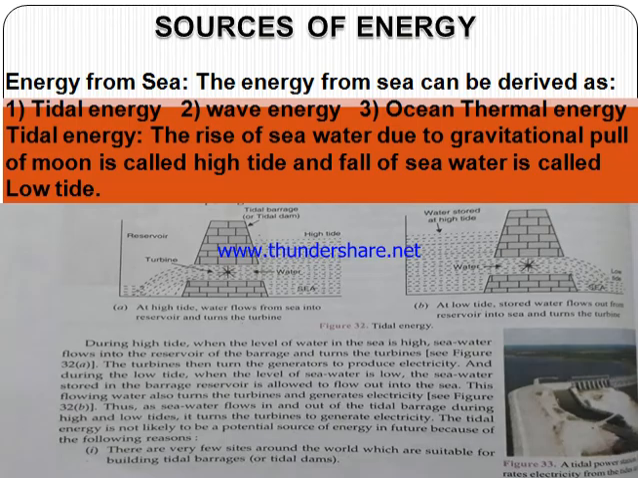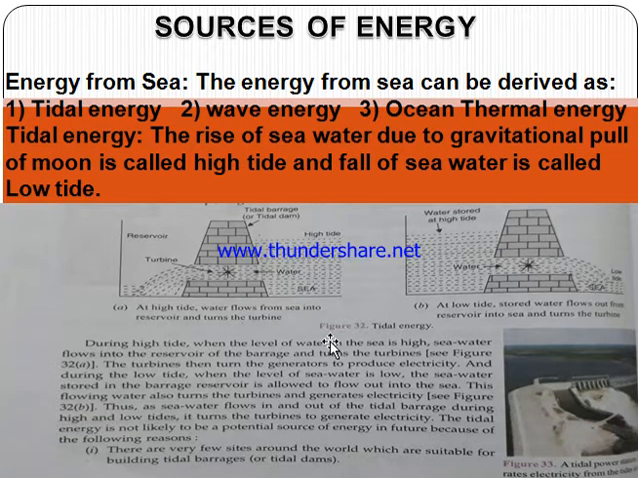Next is the energy from sea. The energy from sea can also be derived. It is of three types: first is tidal energy, then wave energy and ocean thermal energy. Tidal energy: the rise of water due to the gravitational pull of the moon is called high tide, and the fall of sea water is called low tide.